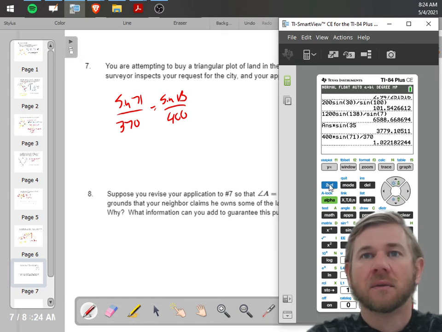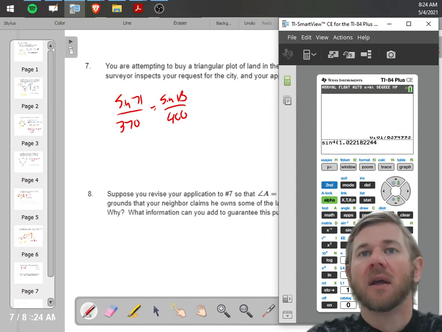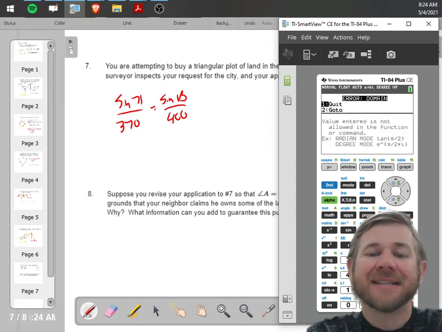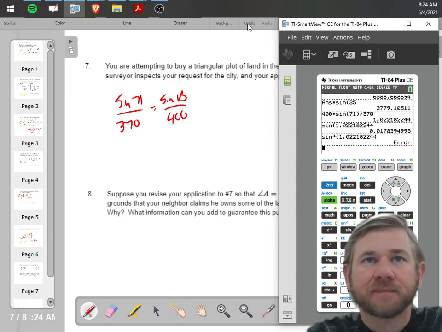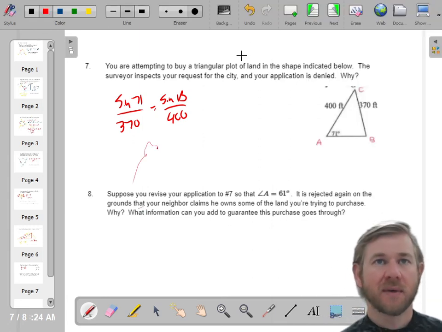Uh-oh. That's not good. The sine of B is 1.022. I doubt it. Oh, that's not right either. Oh, I gotta do inverse sine though. Inverse sine of 1.022. Error. You can't have a sine value bigger than 1. So this isn't possible.